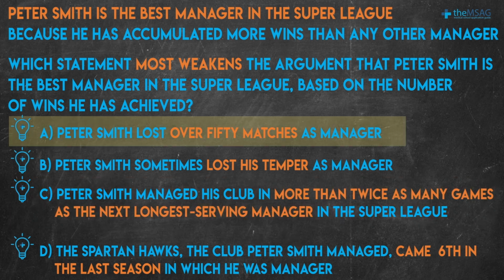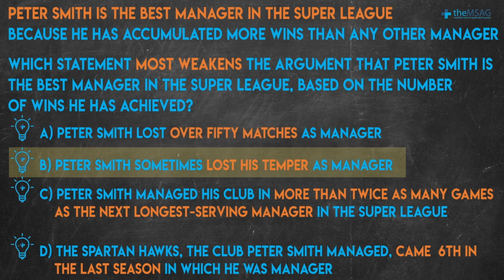The first option, A, Peter Smith lost over 50 matches as manager, is relevant to winning and losing, but it is not watertight as the actual number of wins is never discussed. In other words, this answer appears to weaken the argument by presenting evidence of Peter Smith's losses, but it only harms the argument, it doesn't destroy it. Someone could read this answer and say, so what, he lost 50 but won 500? The answer does not destroy the argument, it's not good enough.